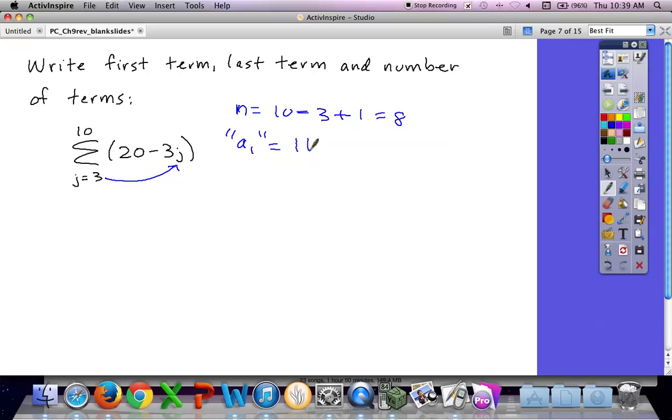So that's the 11. And how do I find the last term? Right, I plug in the 10 right there. So that would be, I'll just call it AN. Right, it's the last term. And that will be 20 minus 3 times 10, which is negative 10. Right, so this is for the first, this is for the last.